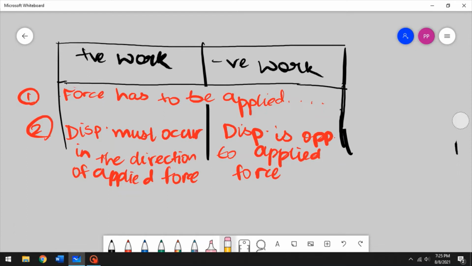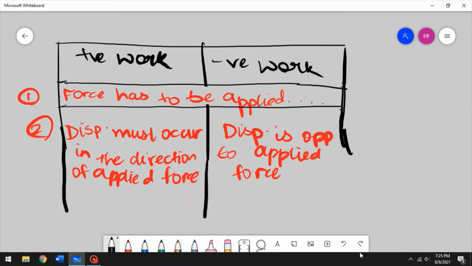Okay, so the first point is that work has to be applied. It is common for both positive and negative work. The second point is that displacement must occur in the direction of applied force. Only then will work be considered positive. That's point number one, point number two.